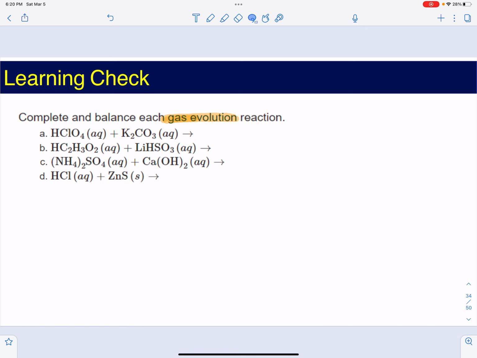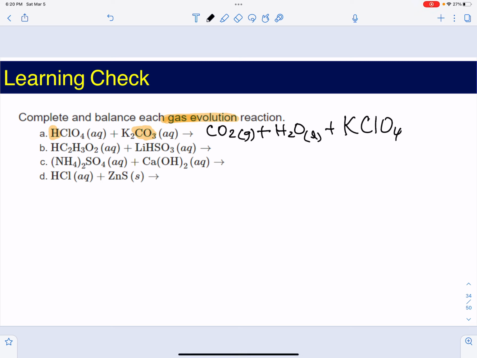The first one, we have a carbonate. So here's our carbonate. We have a carbonate and we have an acid. So every time you get a carbonate, you're always going to get carbon dioxide. It doesn't matter if I put it first or later, as long as I separate it with a plus sign. You're going to get water. And in this case, your salt is going to be potassium chlorate.